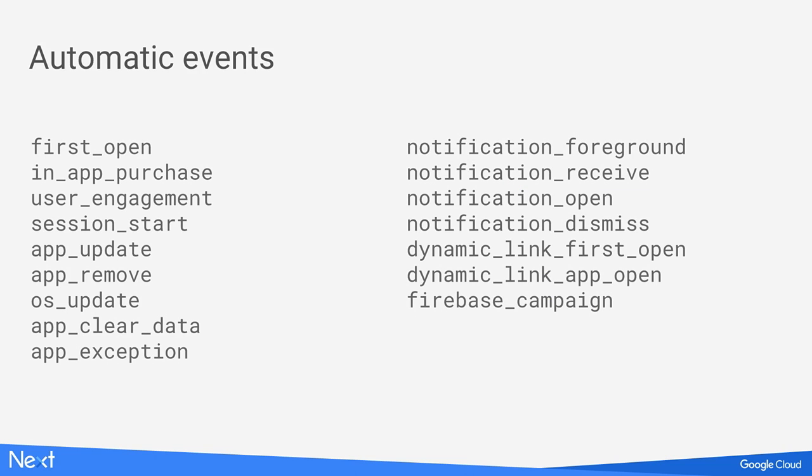Some events within Firebase Analytics are recorded and submitted automatically for you by the mobile libraries. These are things like in-app purchases, or the user updating their operating system, or your users opening your app for the first time. The library can sort of automatically detect these events and submit them for you.